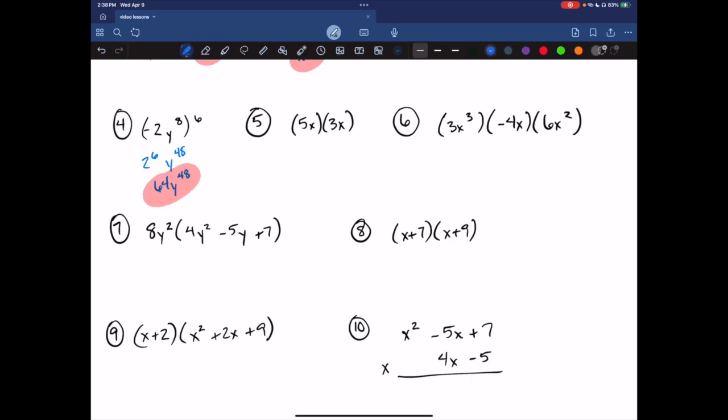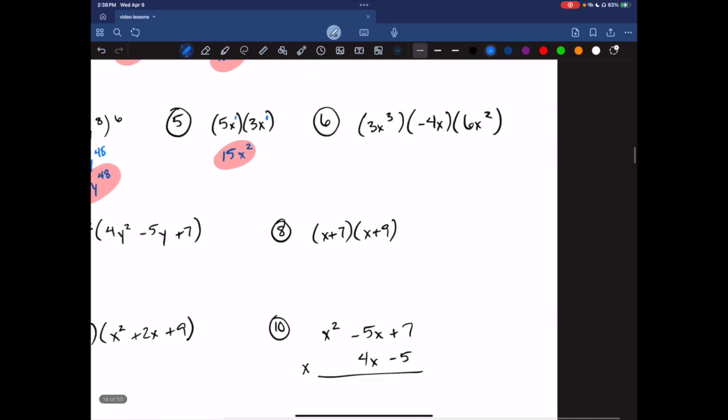Okay. Number 5. Here, it's just a straight multiplication. 5 times 3 is 15. X times x is x squared. Remember, if you don't see it, it's understood 1 here. And when you multiply like bases, you add the exponents. So 15x squared is my answer. It doesn't matter how many terms I have. So 3 times negative 4 times 6. 3 times negative 4 is negative 12, times 6 is negative 72. And then x cubed, x, and x squared, you're essentially adding up your x's. That's a total of 6. That's going to be x to the 6th. Okay, so negative 72x to the 6th.